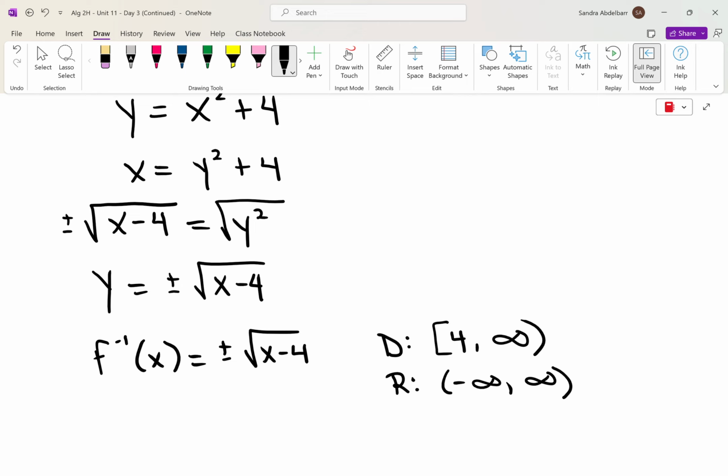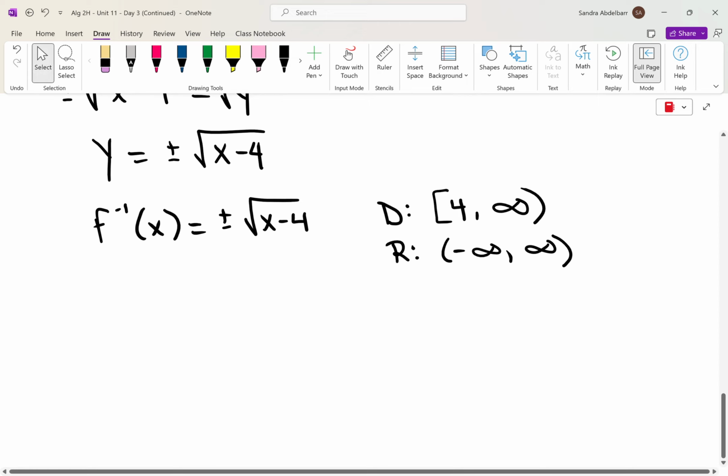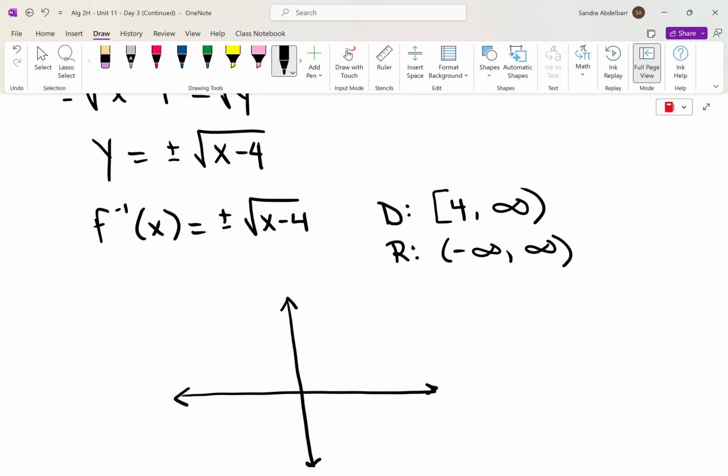Right, are we ready to sketch this? All right, forget about the plus minus right now. Let's just look at one at a time. Let's just look at positive. The positive root of x minus 4. What is that, the positive root of x minus 4? What does that look like? Is it a parabola? Is it a V? Is it a shooting star? Is it a line? What is it?